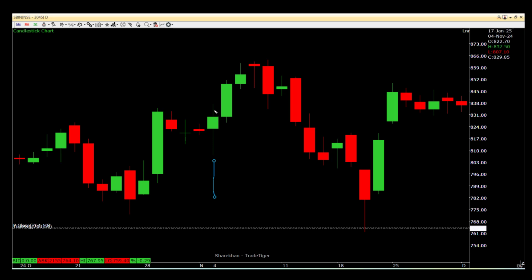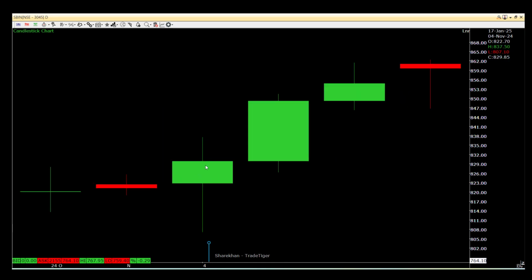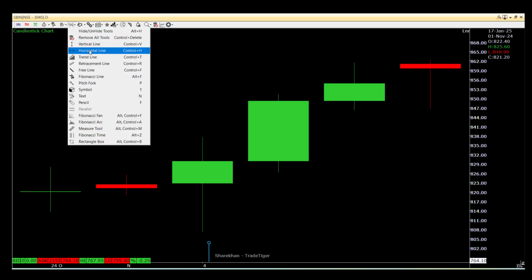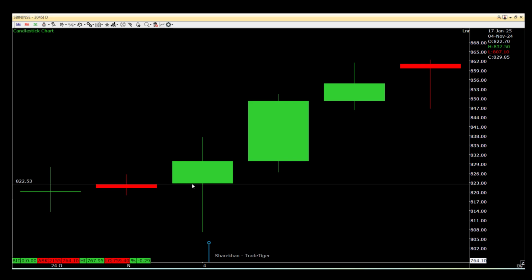Okay, so this is the candle, you can see, I just zoomed it. In this candle, price opened at 822.70. So we will take a horizontal line, and this is the opening part, the body of the candle. So 822.70. Sometimes the price will move because of the cursor, but it is 822.70.